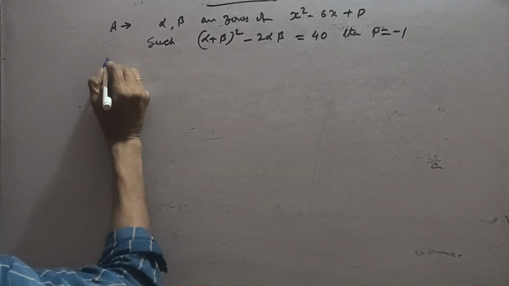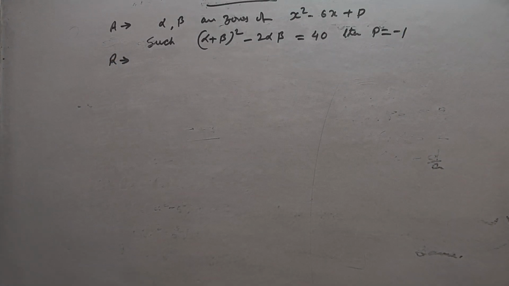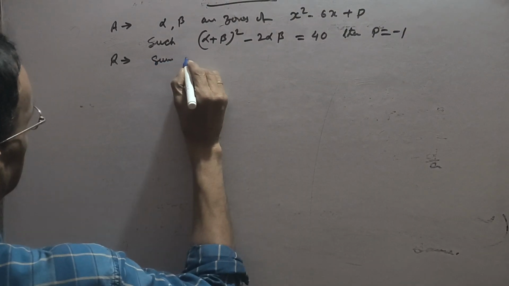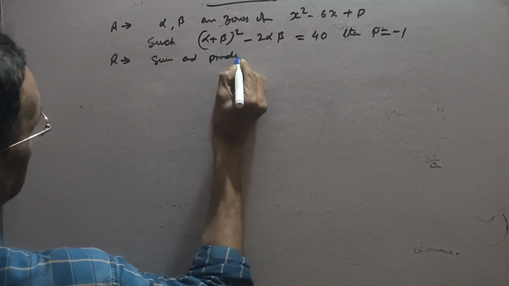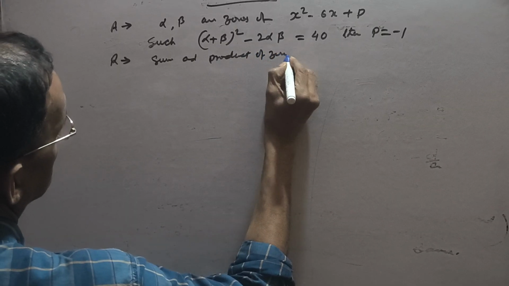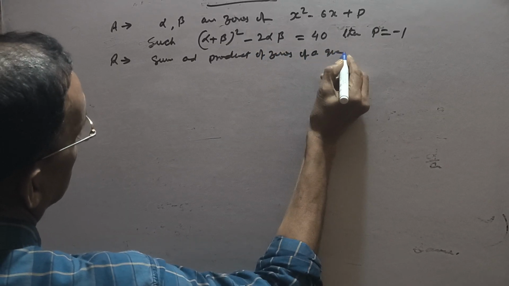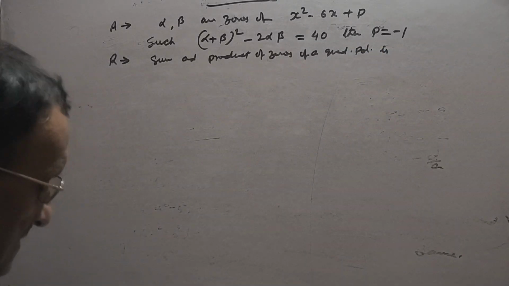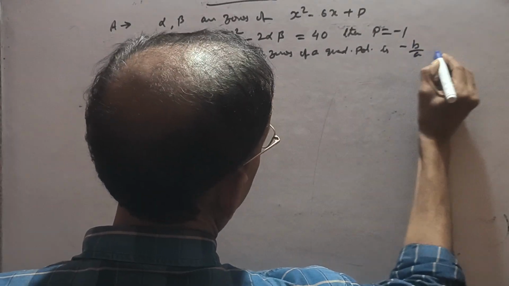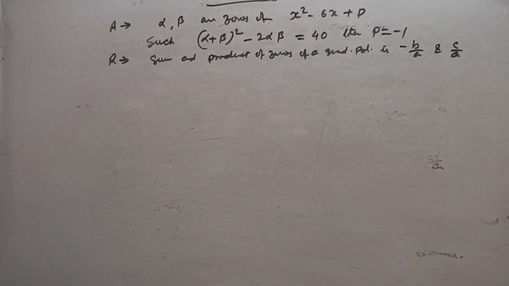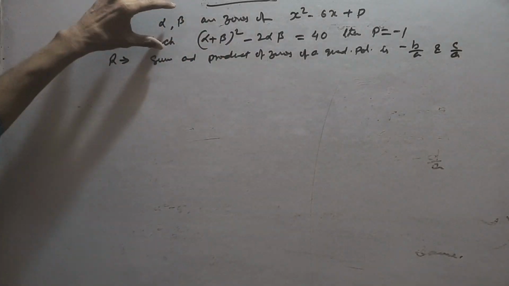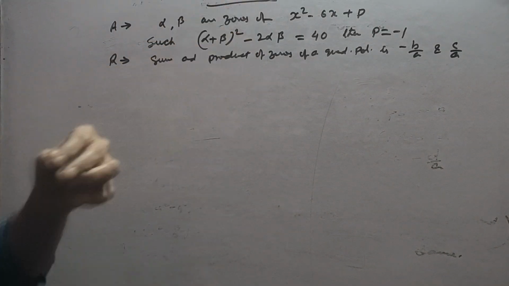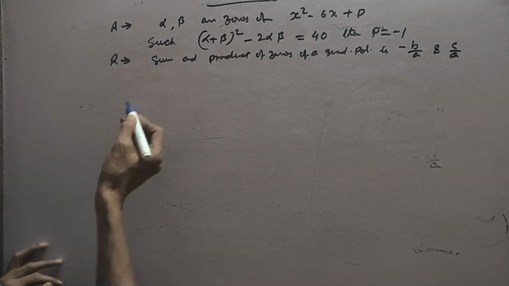This is the assertion. The reason they have given is the sum and product of zeros of a quadratic polynomial is minus b by a and c by a. So this is correct only. Is the assertion correct or not, you need to check it. So first check it.